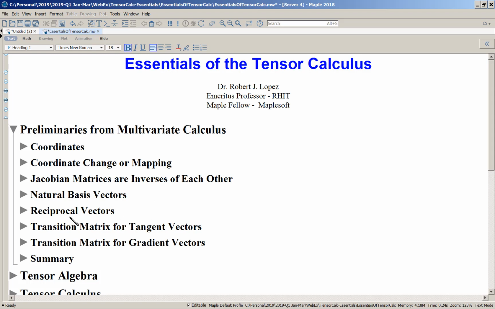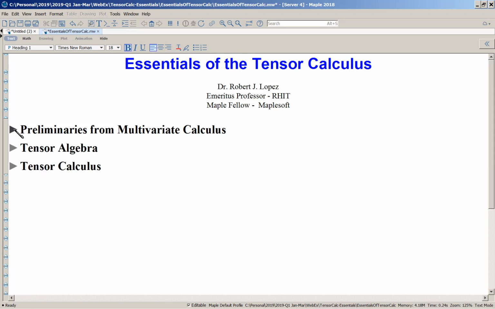Second part, we'll look at the relationship between tangent and gradient basis vectors; they're called reciprocal vectors. And then we look at what happens when you change coordinates for these tangent and gradient basis vectors. So that's the first third, and that's been split into these 2 parts.